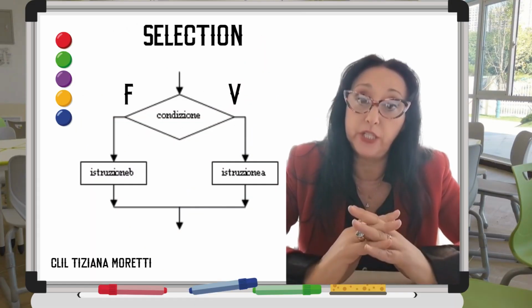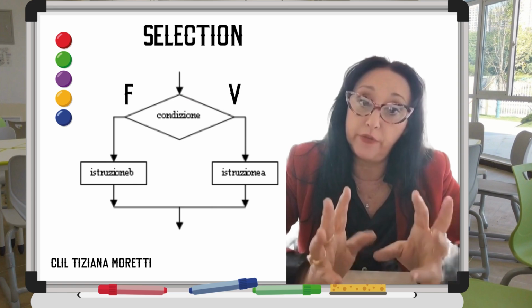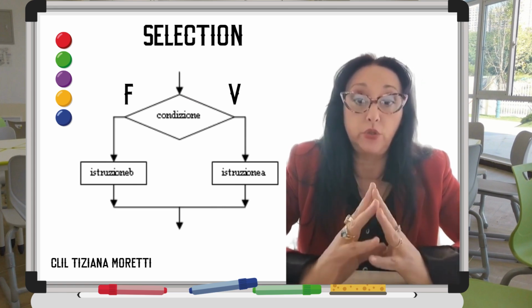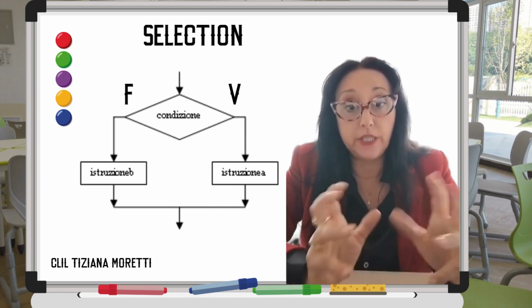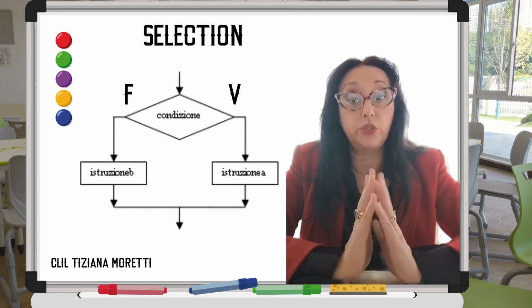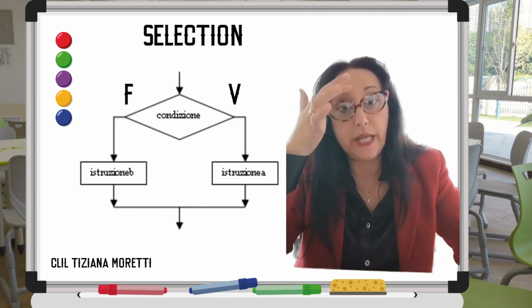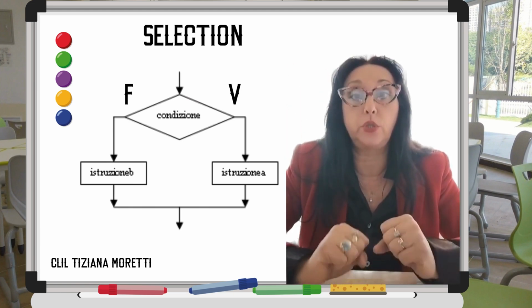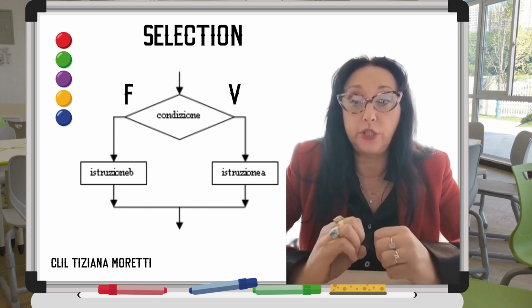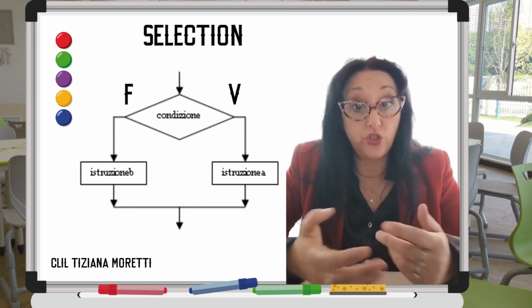2. Selection. Selection means that the flow can change depending on a condition, an if. For example, it allows access to a reserved area only if the user enters the correct password. Selection lets us make decisions. We use statements like if to execute a block of code only if a condition is true.